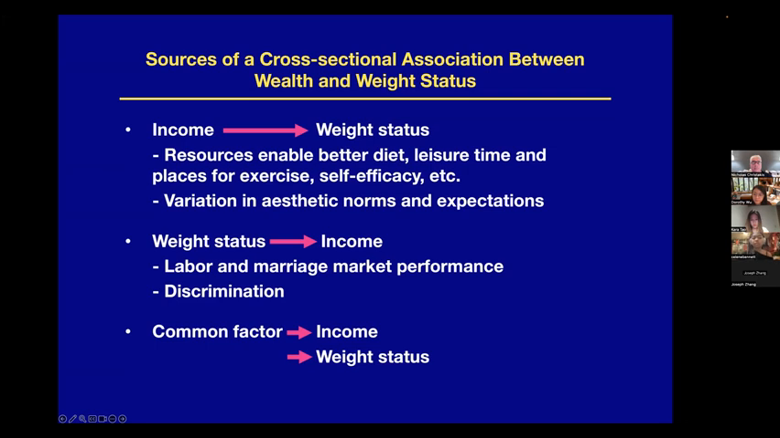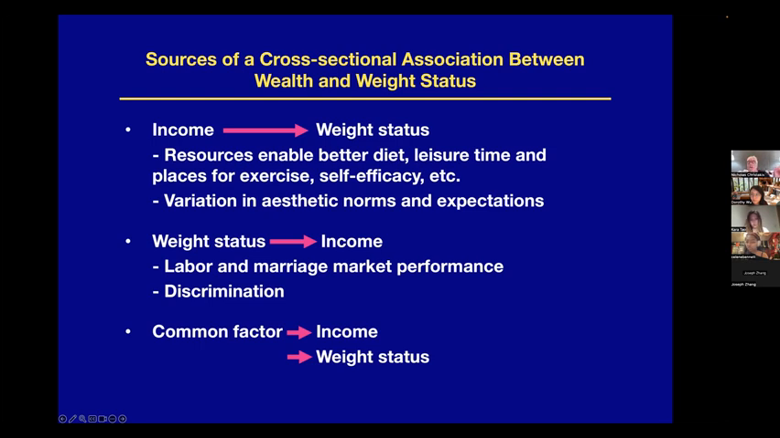As usual, the relationship can go one way, both ways, or some third way, or all of these. For example, income might cause weight status. If you have more money, you might have a better diet, or more leisure time, or places to exercise, or a sense of self-efficacy. You might feel more powerful and able to control your destiny. Or there could be variations in aesthetic norms and expectations. Maybe different socioeconomic classes have different standards for what an appropriate weight is. Maybe rich people expect to be thinner and want each other to be thinner.